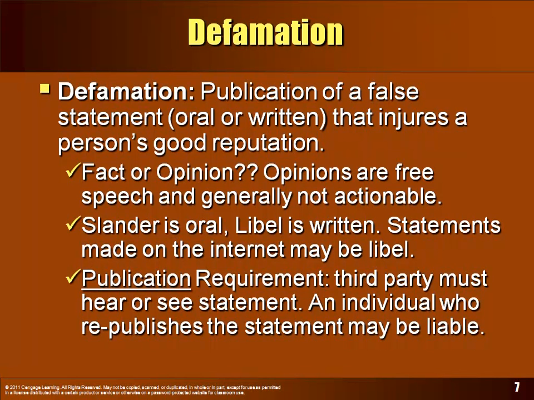Now, it might be another tort, right? If I release information about you that's private, that might be another tort we're going to talk about. But it's not a false statement. So only when I say something to you that someone else knows about, hears about, sees, and it's false, and I do it to harm your good reputation.